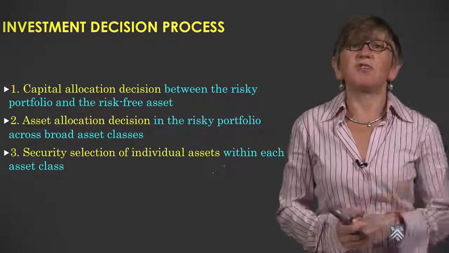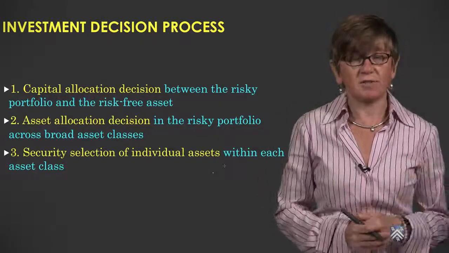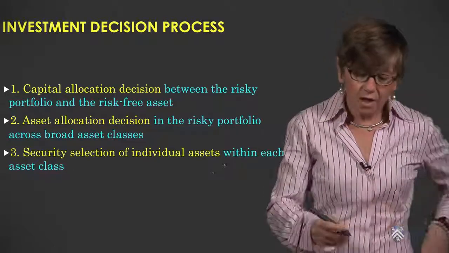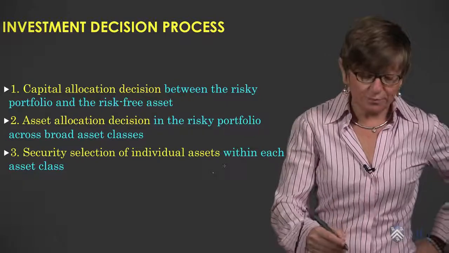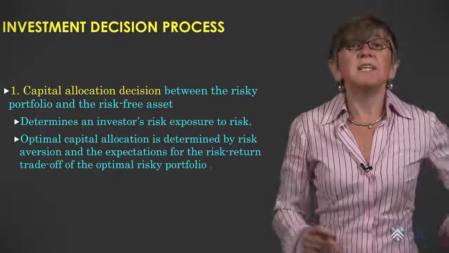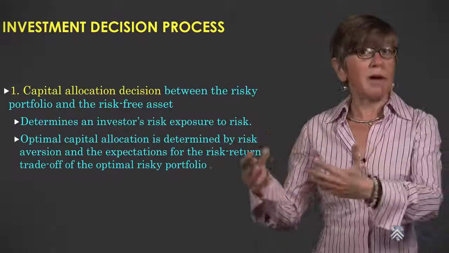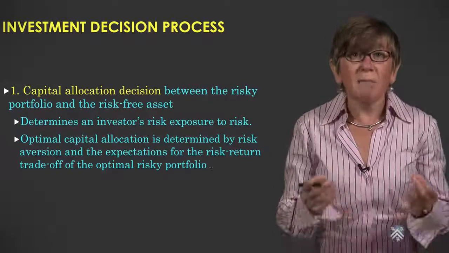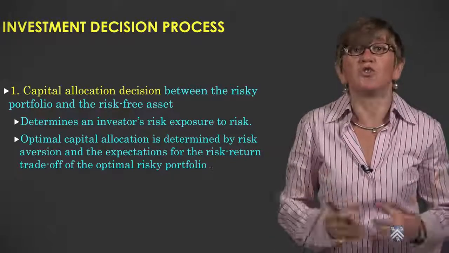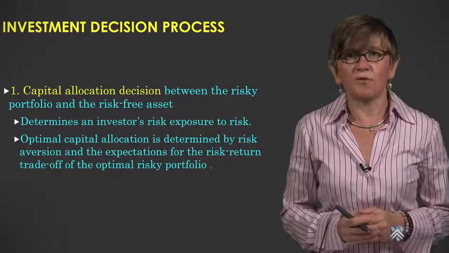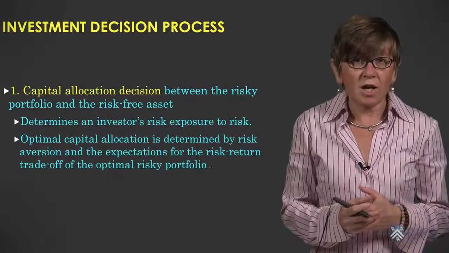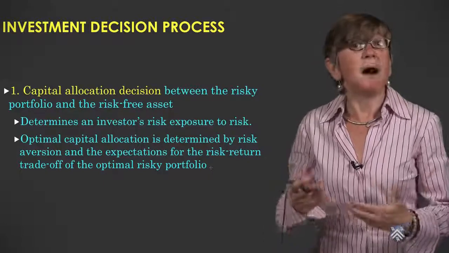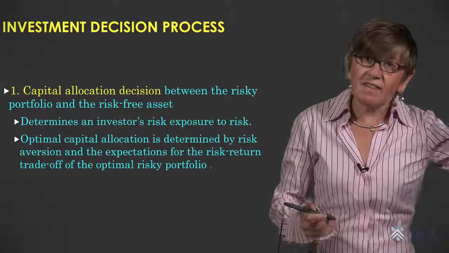And finally, in the industry, the third step is usually considered the security selection decision, and this refers to deciding on the individual assets within each asset class. Now, how does this relate to what we've been talking about? Well, the capital allocation decision is your most important decision. This is the one where we talked about the capital allocation line. It is your most important decision because it determines how much risk exposure you would like to have. And the answer to that question, of course, is determined by your risk aversion, and also by your expectation about the risk and return trade-off that is provided to you by the risky portfolio.